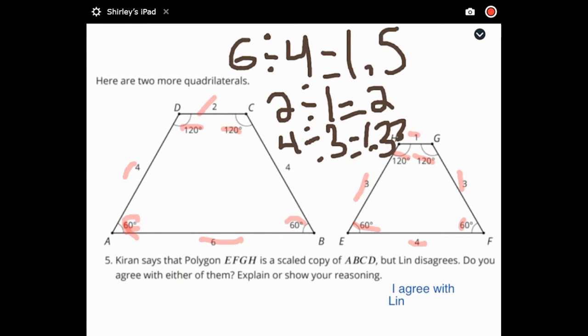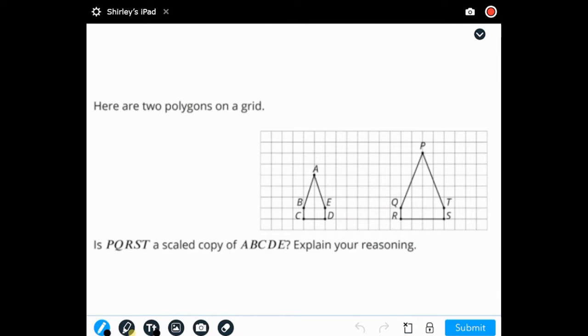I'm going to put one more problem on the screen for you to work on. Same question, figure out if they're scaled copies. I'll share out some of your answers, and then I'm going to explain what the rest of your day is going to look like.